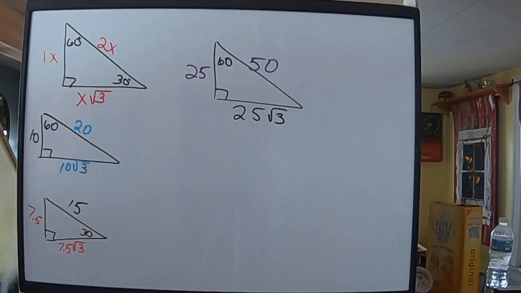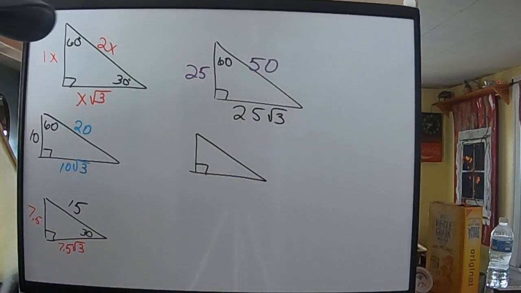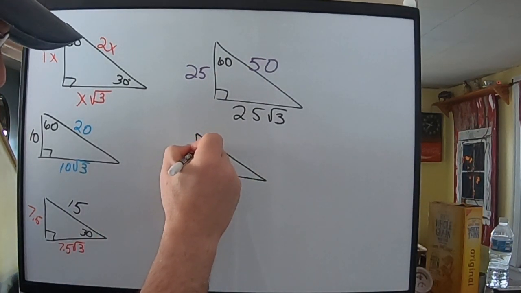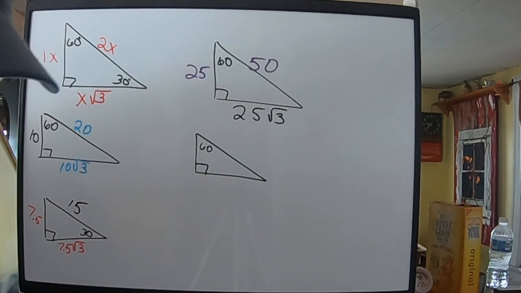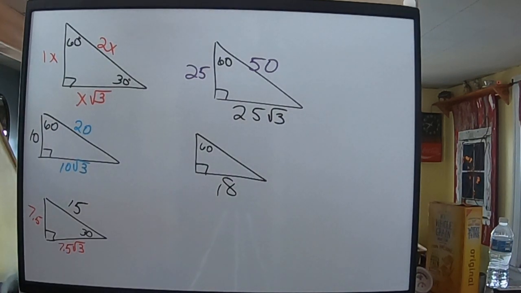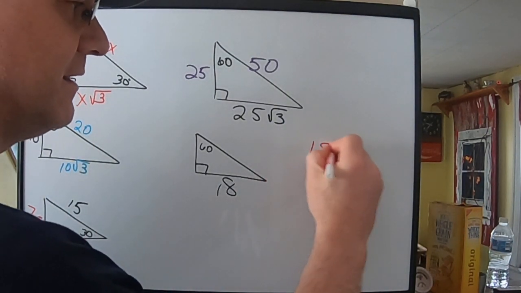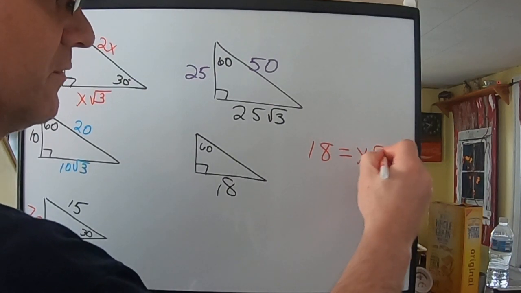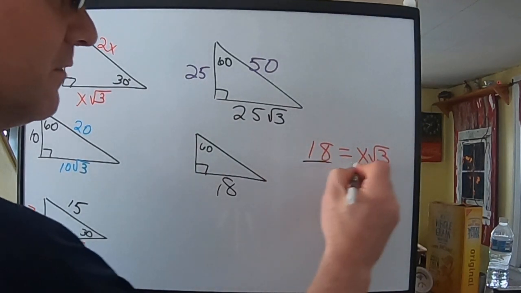Finally, there's always that curveball in there somewhere, right? Why? This is so easy. Eventually you come to something that's not super easy, but it's really not that difficult. What happens if this side is 18? Well, it's not got a square root of 3. Hey, that's not fair, right? But if this is the square root of 3 side, 18 equals x square root of 3. I need to know what x is. So I'm just going to divide both sides by square root of 3.